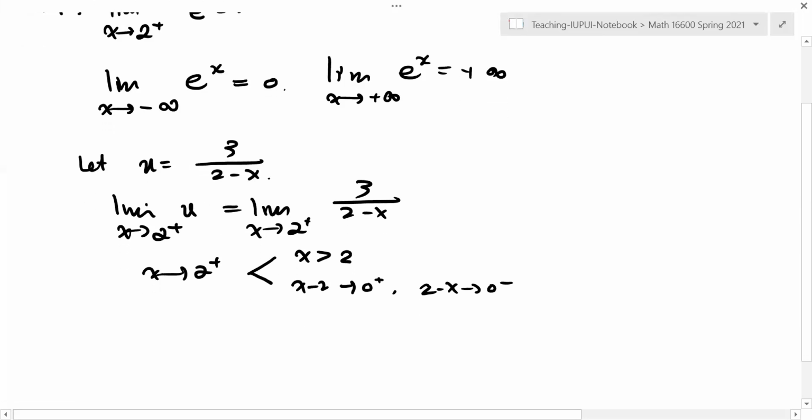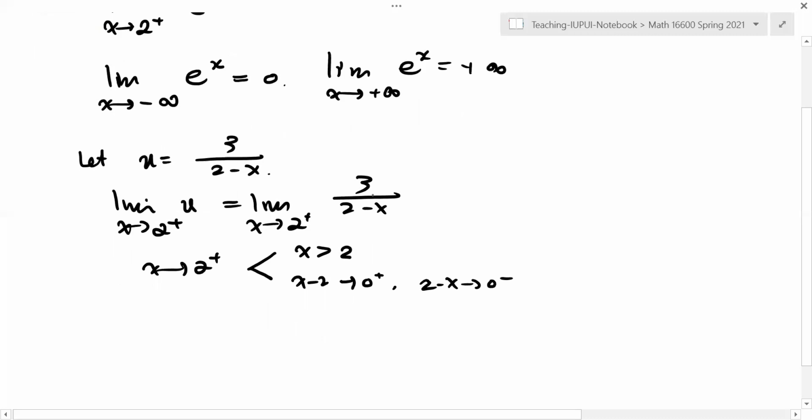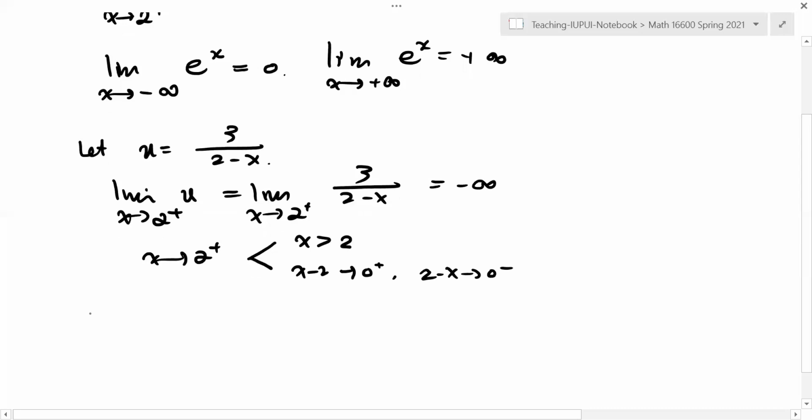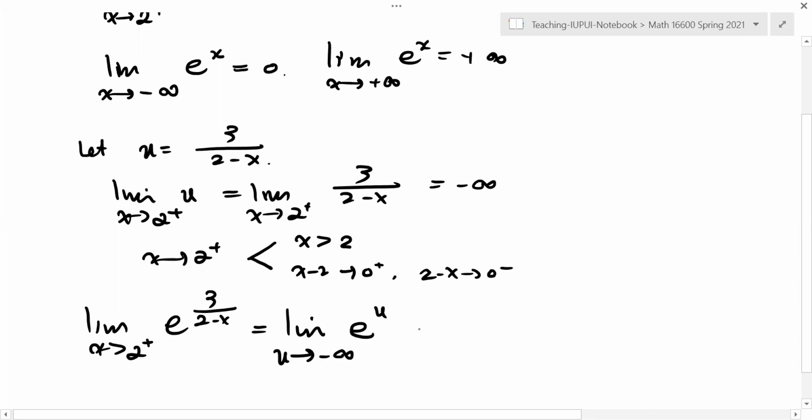So from here you can tell that the denominator is getting smaller and smaller, and the denominator is always negative. The quotient will be getting very negative, going to negative infinity. So the answer is just negative infinity. Then the limit as x approaches 2 from the positive side of e to the 3 over 2 minus x, changing the variable, is the limit as u approaches negative infinity, and it's clear that it's going to be 0. All right, so that's the first problem.